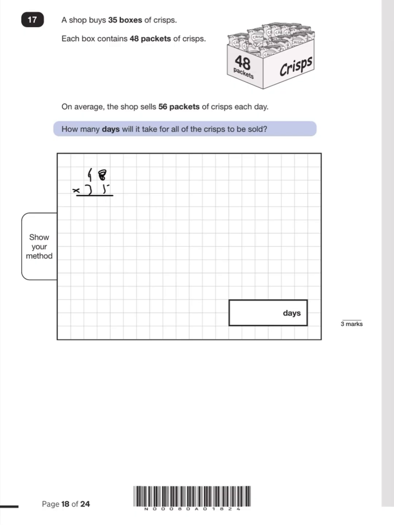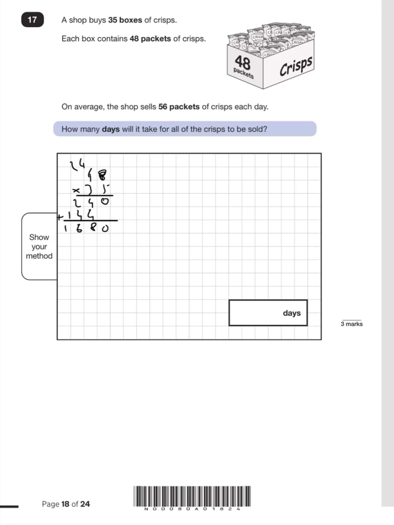5 times 8 is 40. 5 times 4 is 20, plus 4 is 24. 3 times 8 is 24. 3 times 4 is 12. 12 and 2 is 14. If we add those two figures, we get 1,680. So the shop has 1,680 packets of crisps in total.